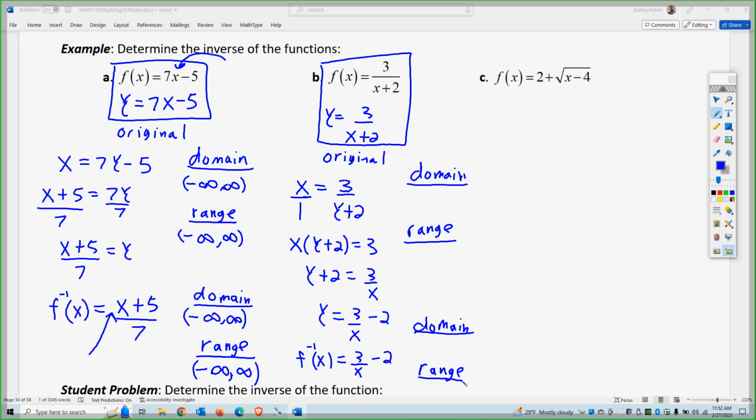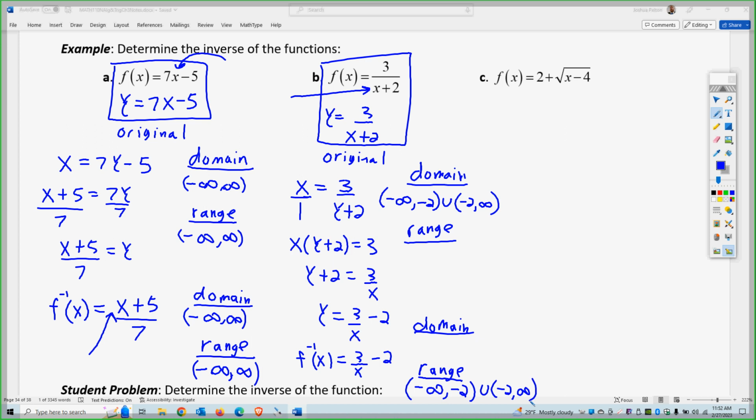So if I look at the original, I am not going to be able to plug in a negative 2. If I do that, I get a 0 on the bottom. You cannot divide by 0. So my domain is negative infinity to negative 2, union negative 2 to infinity. Okay, so I have a domain restriction. So that is my range of my inverse, which is negative infinity to negative 2, union negative 2 to infinity.